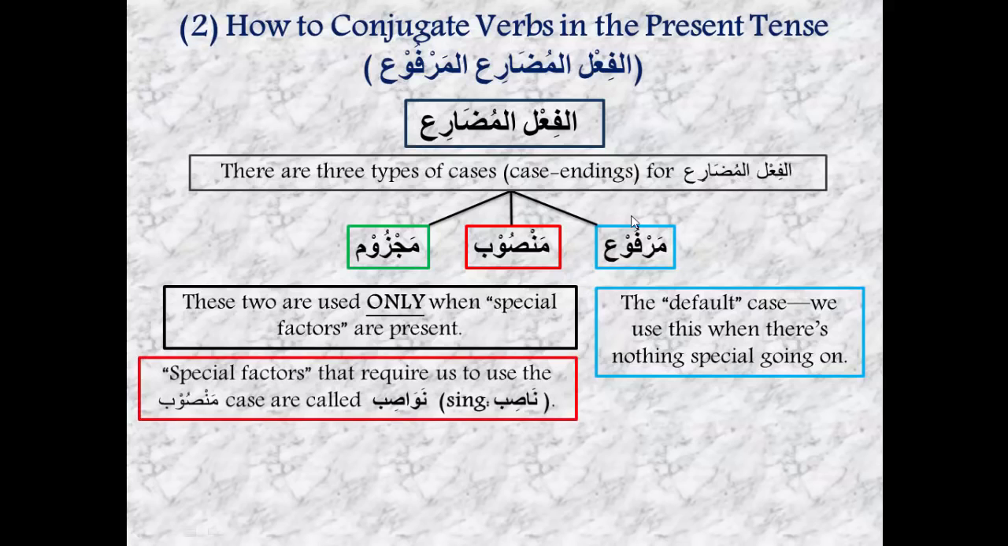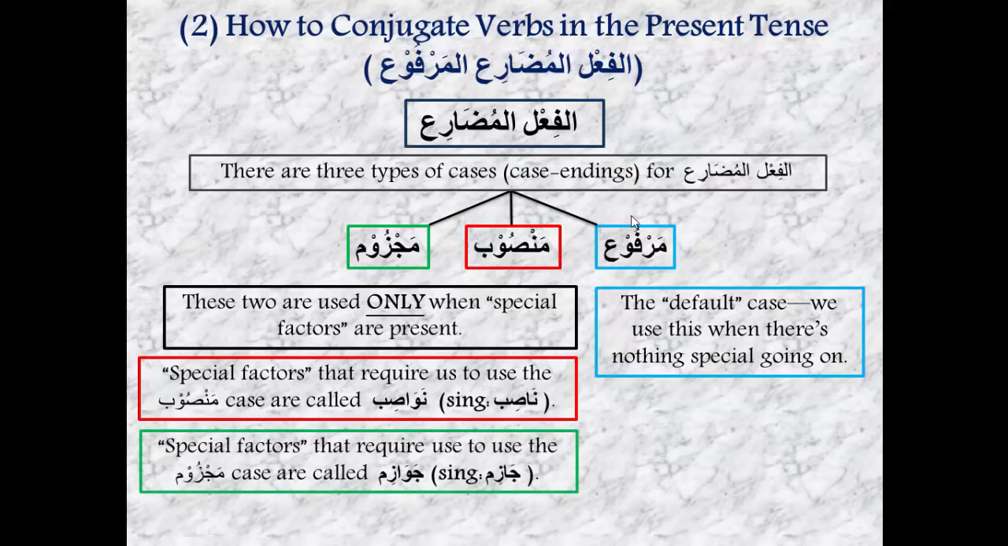Special factors that require us to use the mansub case are called nawasib, singular nasib. And special factors that require us to use the majzoom case are called jawazim, singular jazim. We'll be talking about the mansub and the majzoom and their respective nawasib and jawazim in the next lesson, inshallah. For this lesson, we'll be focusing on the marfu' case, the default case.